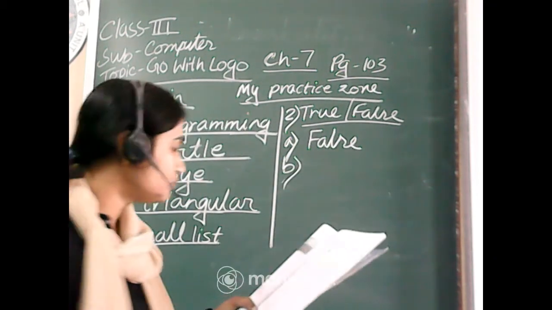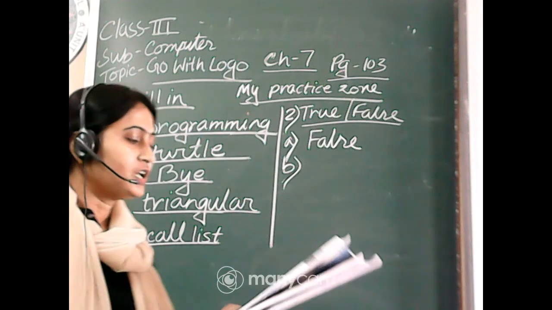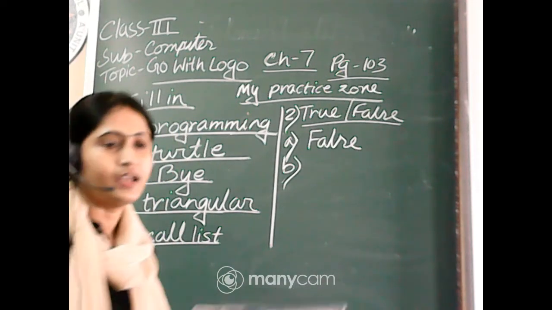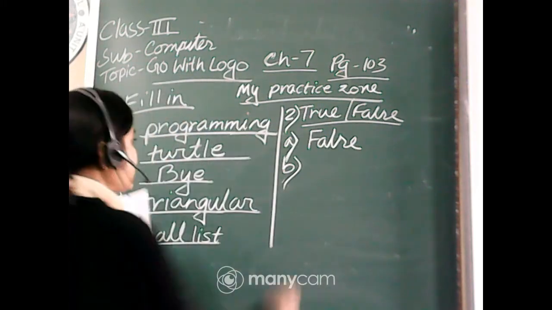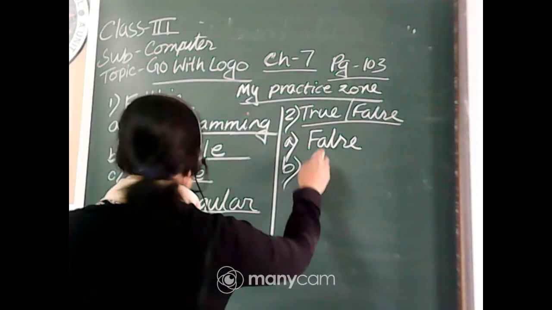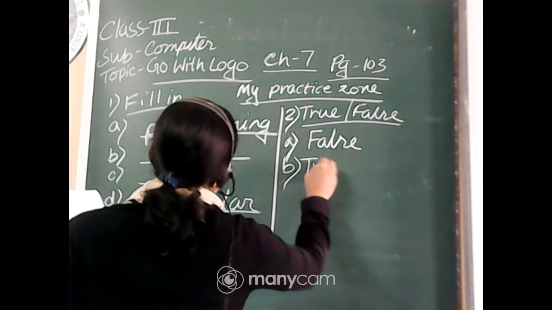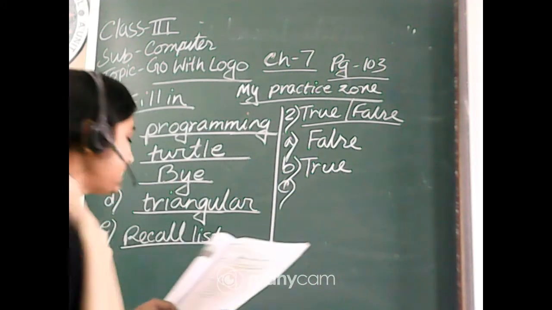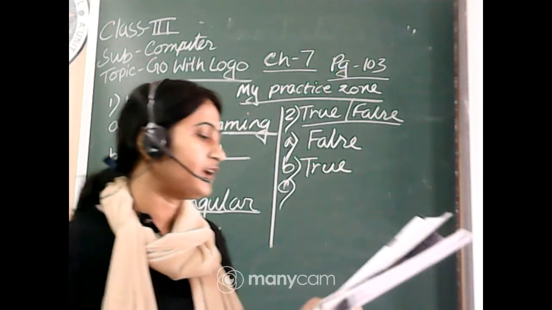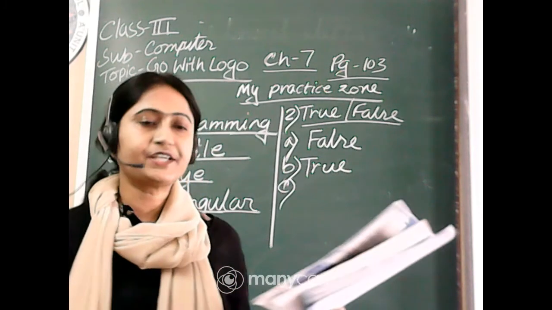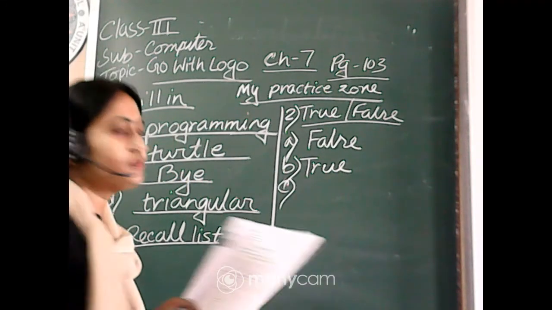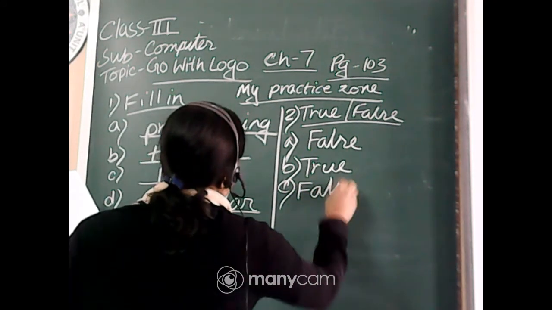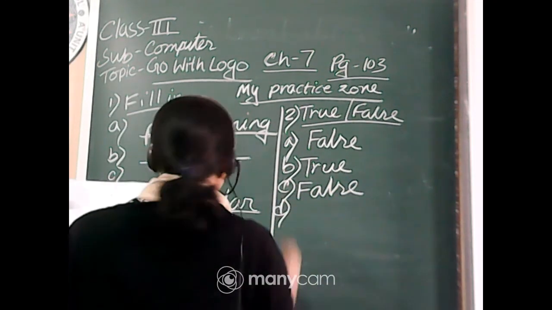Next, number B. Logo can be used to draw pictures. Yes, we can use Logo to draw pictures, do calculations and print text. So B, true. Next, number C. The turtle does not move in the backward direction. It is false. Turtle can move in the backward direction also. So C, false.